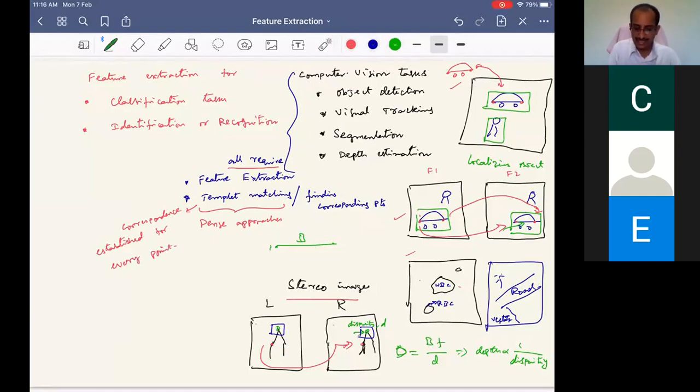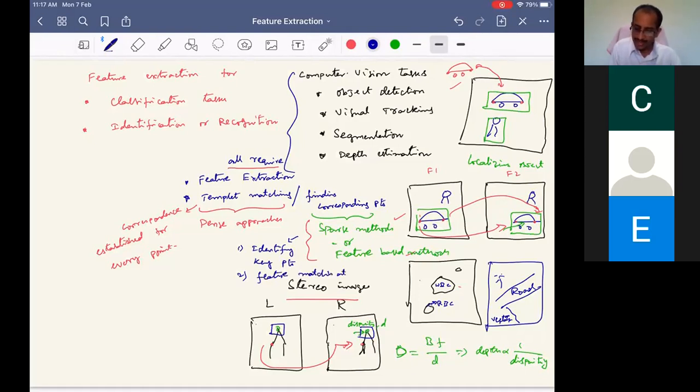Whereas this kind of methods, which is referred to as feature-based methods, while the dense approaches we mentioned, right? These are referred to as sparse approaches, sparse methods or feature-based methods. In this, what we do is we identify initially some of the very key points. So this will have two subtasks. One is identifying key points, and then only establishing correspondence at the key points. So feature matching at key points.